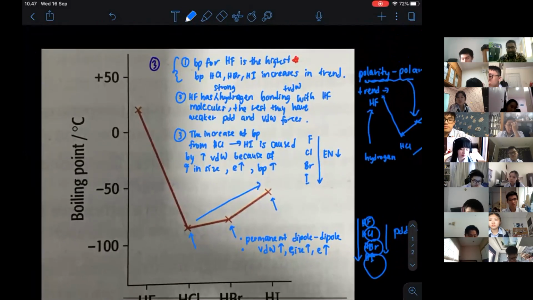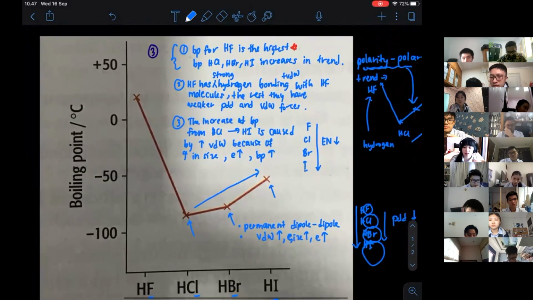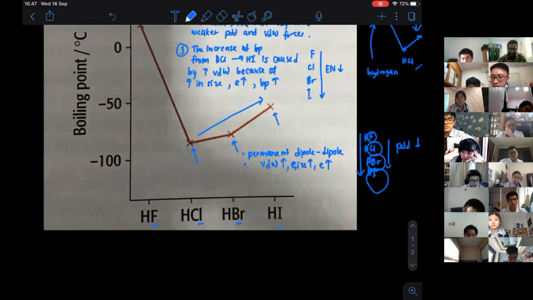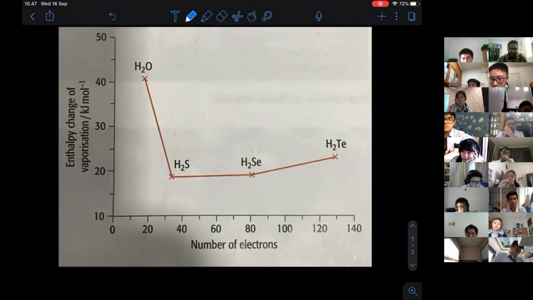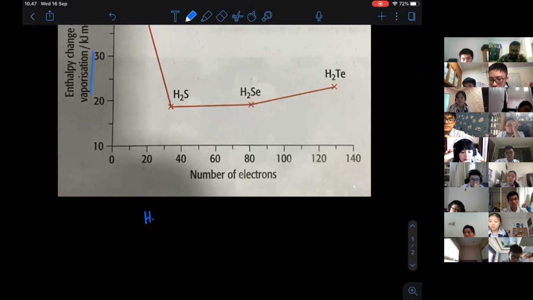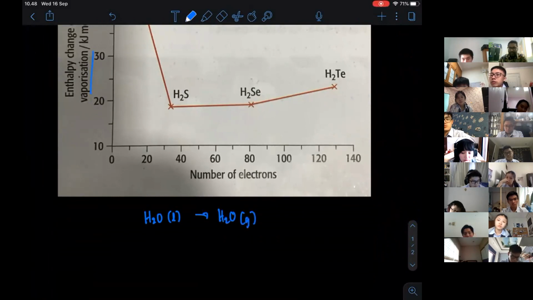Let's say we don't have HF, we have another graph. This is going to be enthalpy change of vaporization. It means to vaporize something, so it's similar to a boiling point. If you have water molecules in liquid form, and I change them to become gas, that is going to be enthalpy of vaporization. So it's the energy required to change them into vapor.